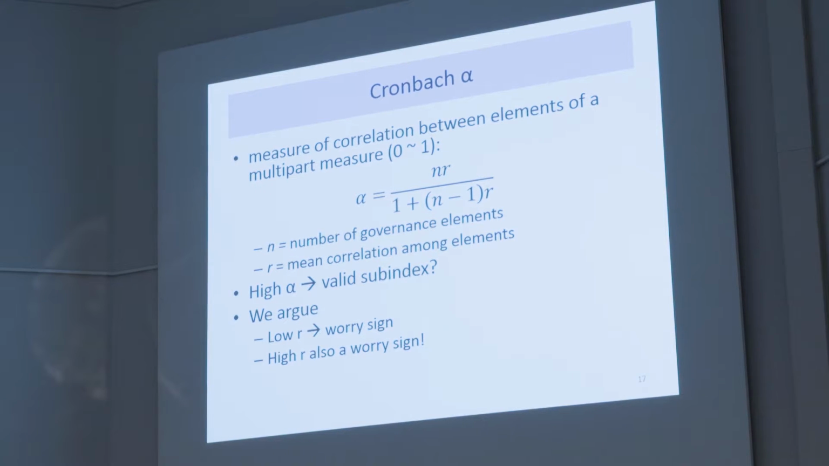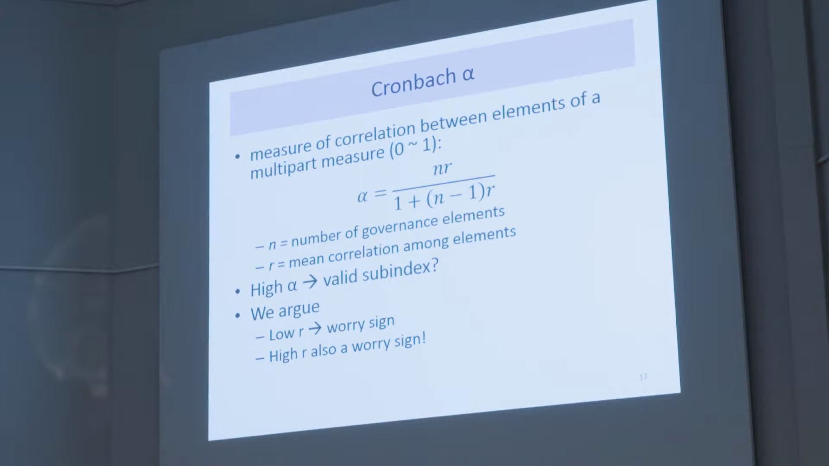Okay, here's Cronbach alpha. The definition is really simple. Let's take the number of elements, n, multiply by the mean inter-element correlation, r, and divide by 1 plus (n minus 1) times r. And you're going to observe very quickly that if you have a large number of elements, you can get a high Cronbach alpha even if the correlation is relatively small.